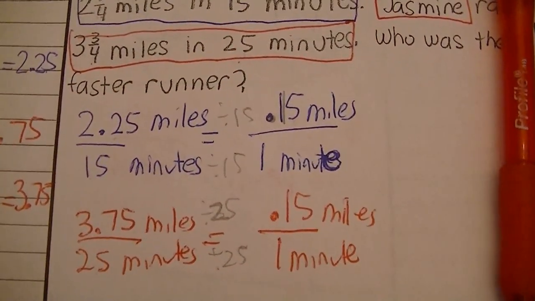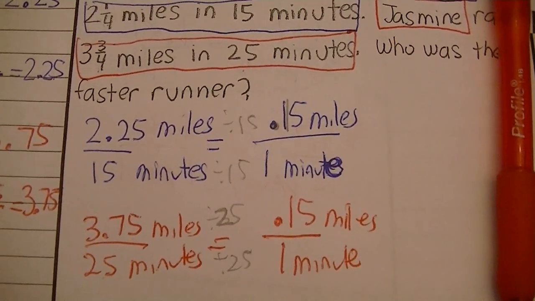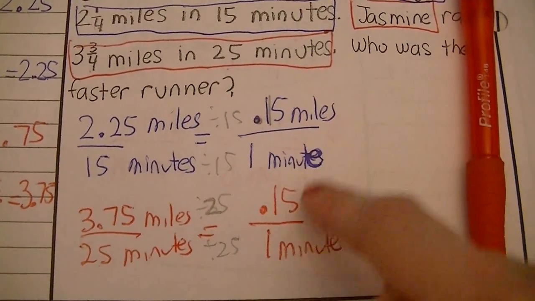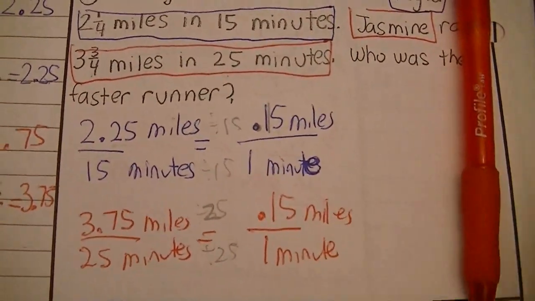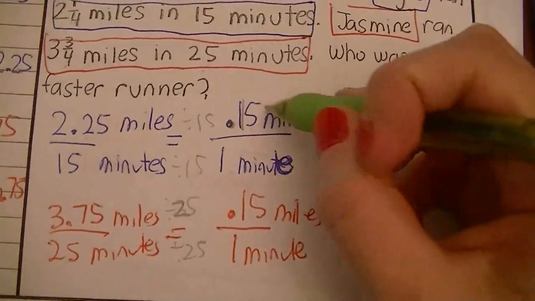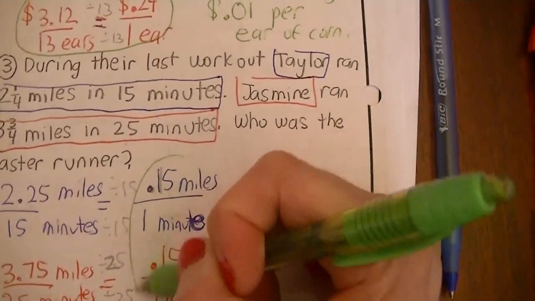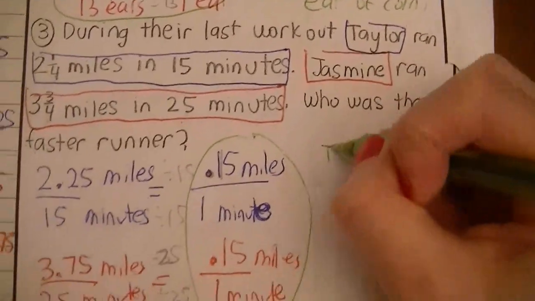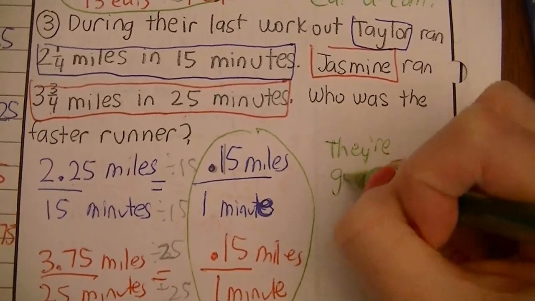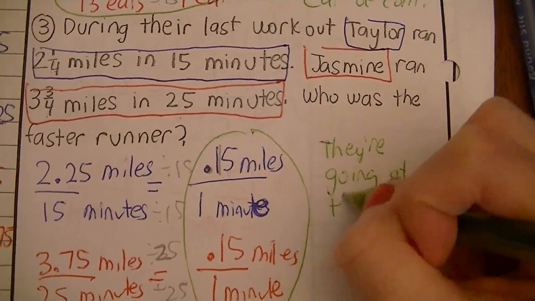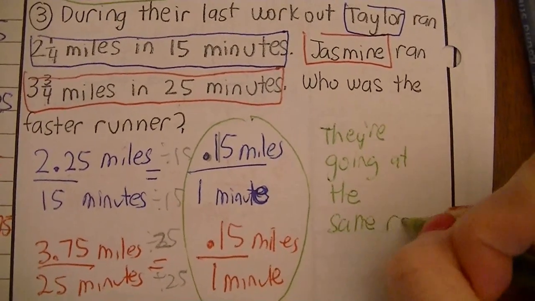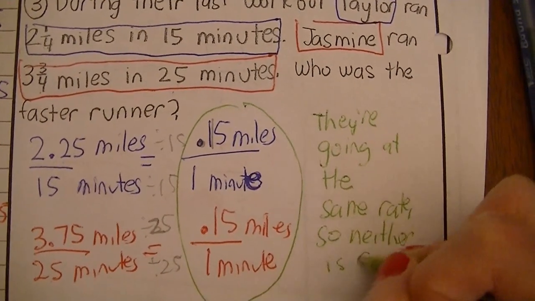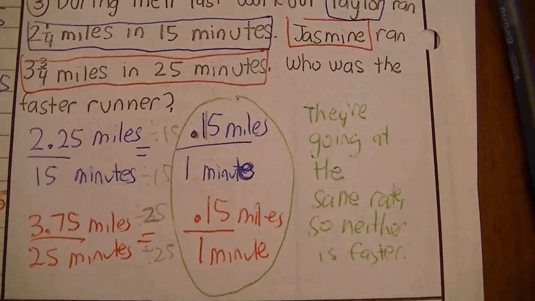Okay, so right now go ahead and make a determination to decide which one was the faster runner. Okay, so when you see that the unit rates are the same, you basically have both answers. And so you're right, they're going at the same rate, so neither is faster. Okay.